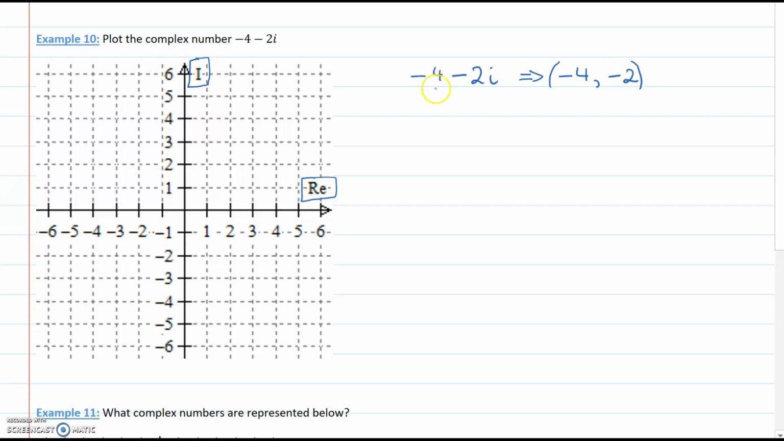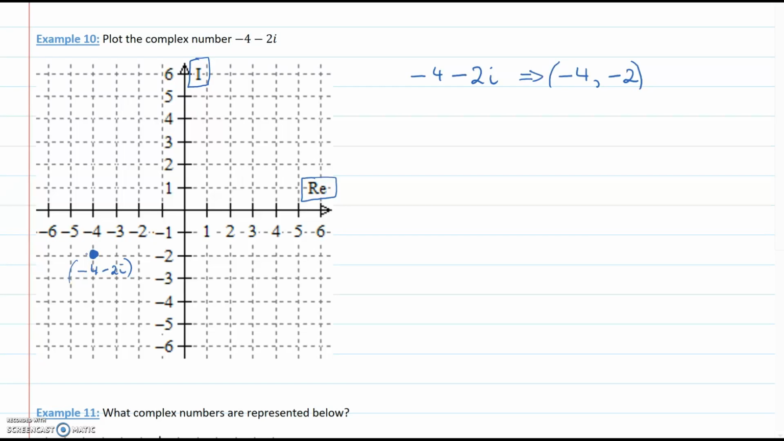Okay, so when we go to plot the complex number on the coordinate plane, we plot the real part first, that becomes the first coordinate, and then we plot the imaginary part, the -2. And then it's very simple, it's just what you'd expect it to be. We locate -4, -2, so over to -4 and down to -2, and that's the point. And that point represents the complex number -4 minus 2i.